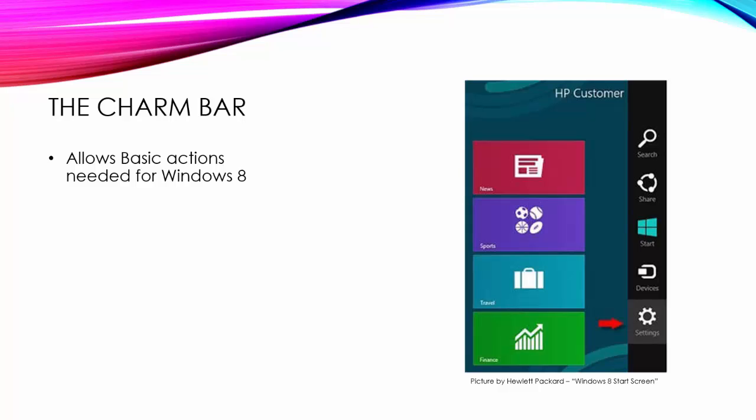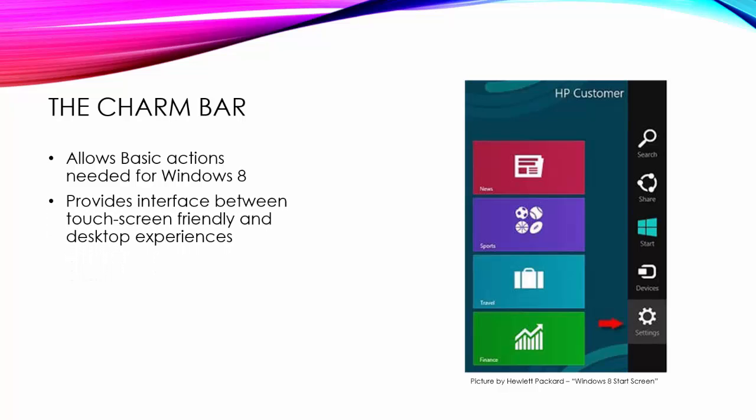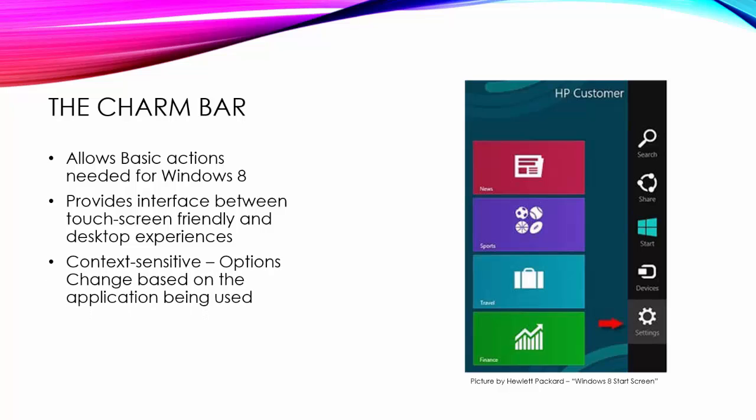The Windows 8 Charms bar is important because it provides an interface between the Metro or touch-friendly experience and the desktop experience. The major difference is that many of the charms are context sensitive, meaning that they may change based on the application that is being used. It doesn't take up screen space because it's hidden unless invoked, but it gives quick access to important system-level features.